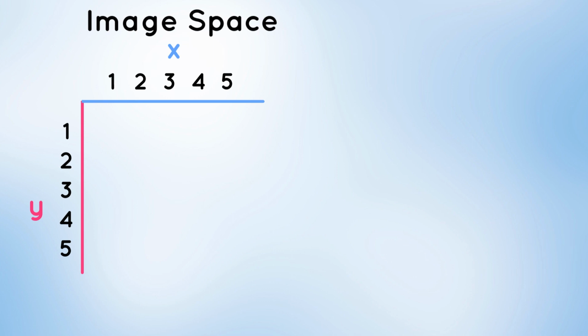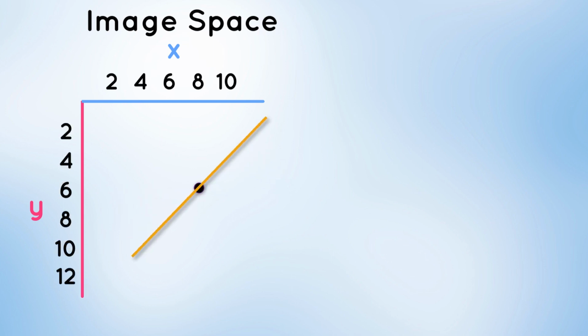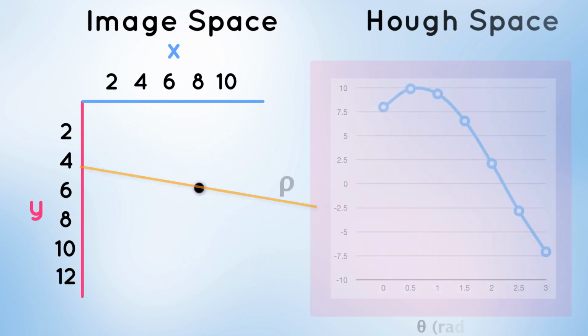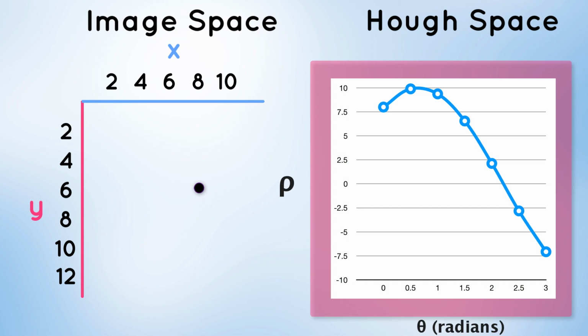The point of all this being is that previously a point in image space represented a line in Hough space, whereas now with polar coordinates for a given point, by plotting the family of lines that go through it, each line with a distinct value for theta and rho, we get a sinusoidal curve. This curve represents all of the different values for rho and theta of lines that pass through our point.